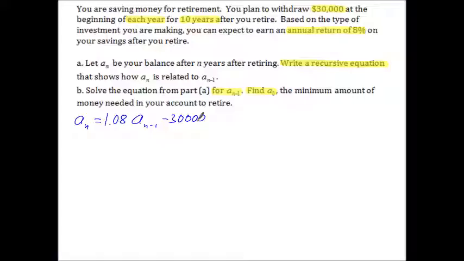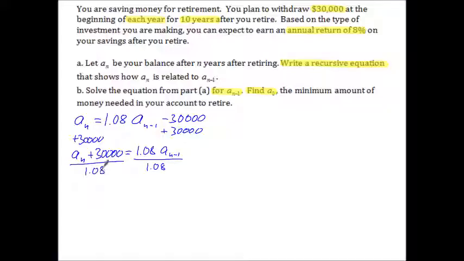So this is our rule, and this rule we now need to solve for A sub n minus 1. And the way we do it is we add 30,000 on both sides, and we get A sub n plus 30,000 is equal to 1.08 A sub n minus 1. And now let's divide both sides by 1.08. And this is how we're going to get our A sub n minus 1.